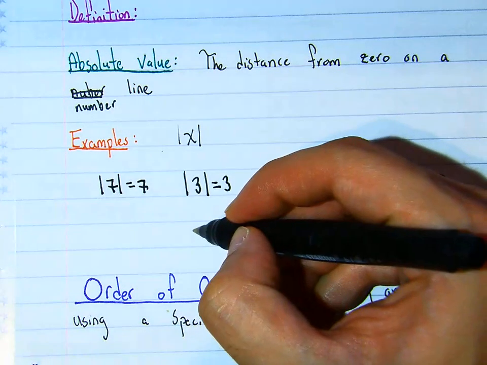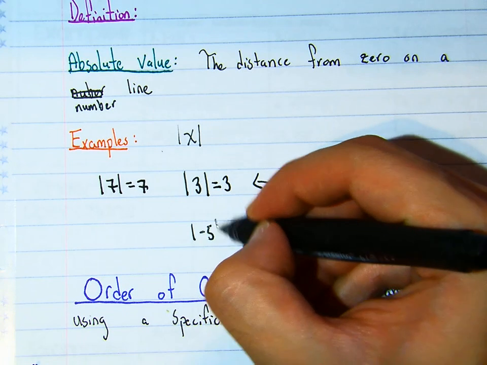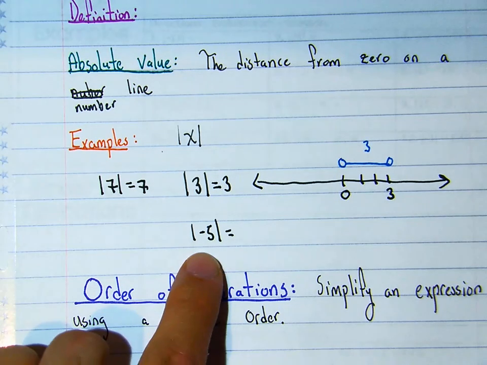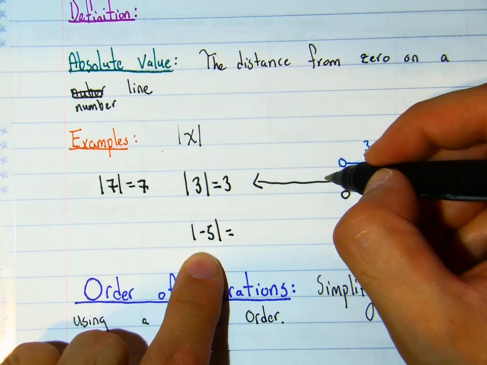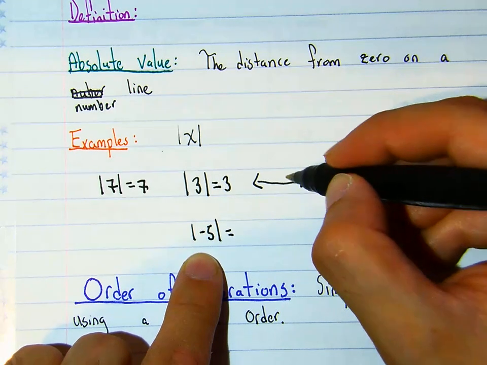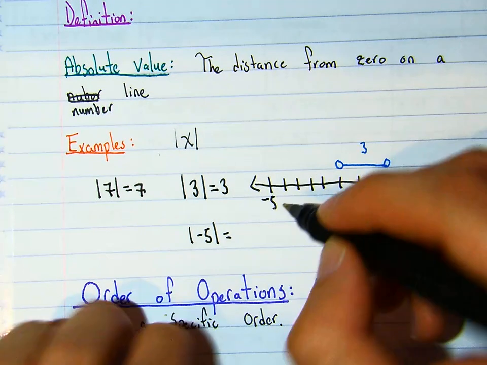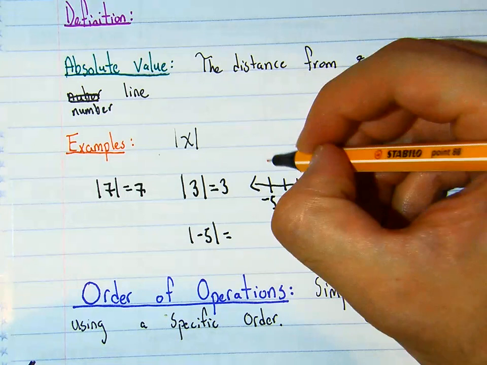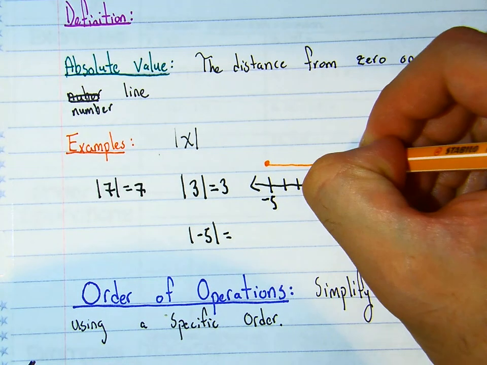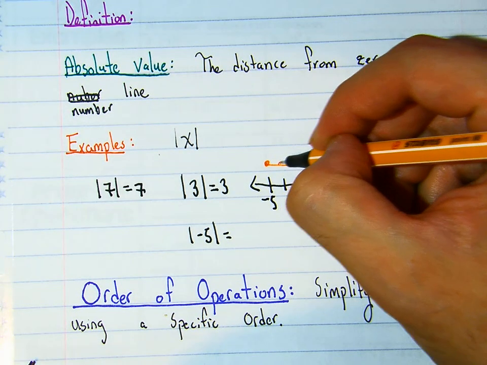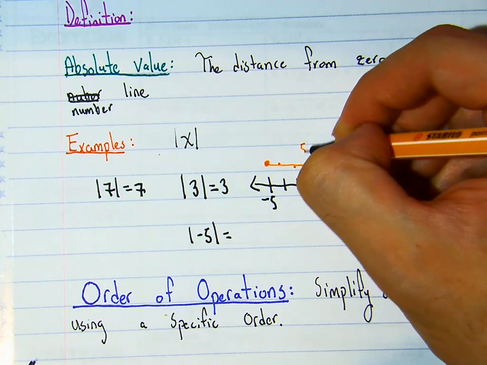But what happens if we have an absolute value of a negative number, right? Like, what is the absolute value of negative 5? Well, if I'm on the number line, this is negative 1, negative 2, negative 3, negative 4. This is negative 5 over here. What is the distance from negative 5 to 0? That distance is just 5.